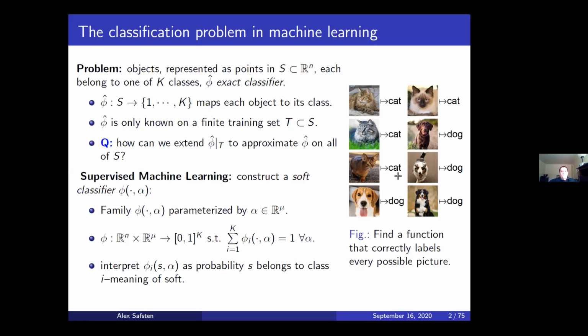And these outputs will sum to 1, so that we can interpret each one of the components of phi as being the probability that the object S belongs to that class. So a phi I of S alpha is the probability that S belongs to class I. And that's what we mean by soft.